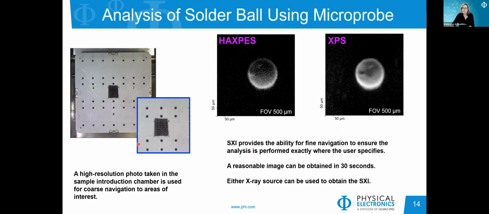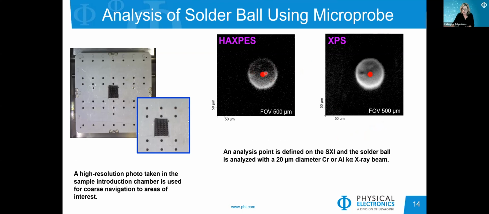This is an example of using the microprobe capability. Here we have exactly the same part of the solder ball that we can navigate to using just the optical camera, but then we can use both the chromium X-ray source and the aluminum X-ray source for navigation. So we can induce these secondary electron images, which we call SXI, and then we can select areas for analysis. For example, here we can select an area on the ball and obtain small area spectra using the aluminum source and the chromium source. And of course, the X-ray beam size can be adjusted based on the areas of the features that you would like to analyze.